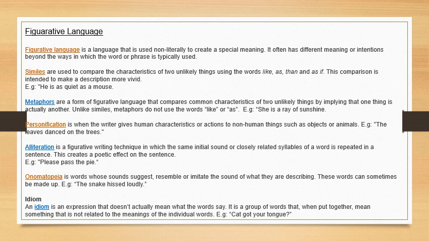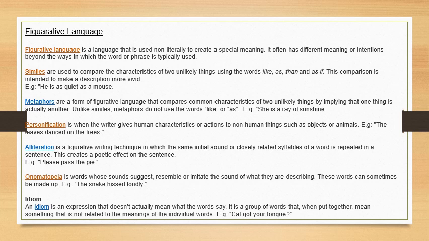Okay, figurative language. We've done a lot of work on figurative language, so this is just going to be a very quick recap. Figurative language is that which is used non-literally to create a special meaning. It often has different meanings or intentions beyond the ways in which the words or phrases are used. Okay, so it's not an on-the-face-value type of sentence.